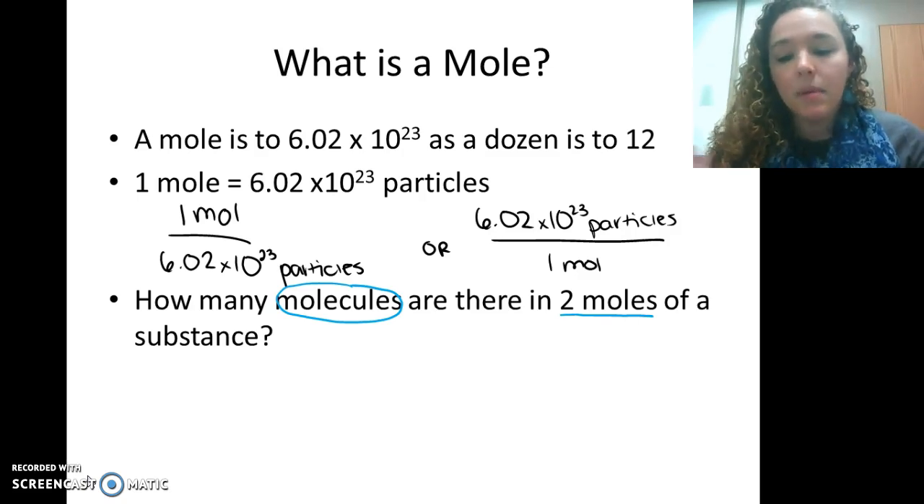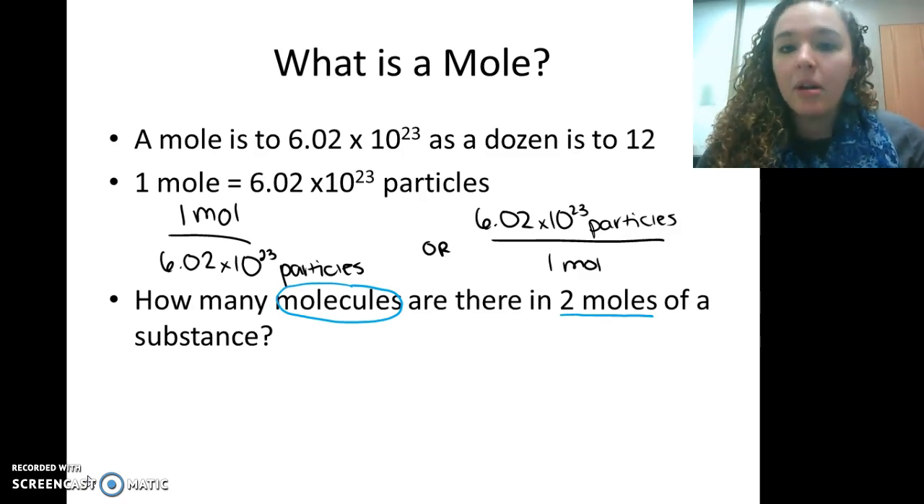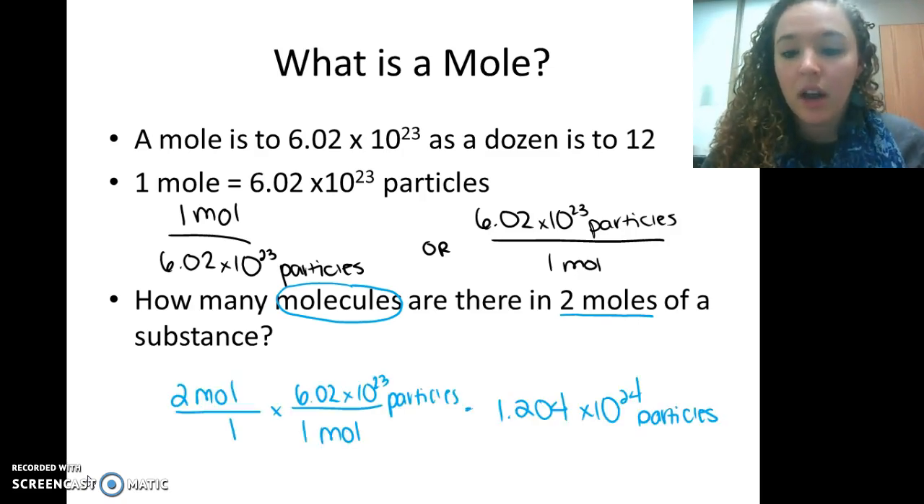So I'm going to set it up so that I have 2 moles over 1 just to get me started, and then I'm going to multiply it by one of the 2 factors that we see written above. And we know that our goal is to cancel out the units of moles. So we have to have moles kitty-corner from each other in the calculation. So I'm going to end up setting it up just like this.